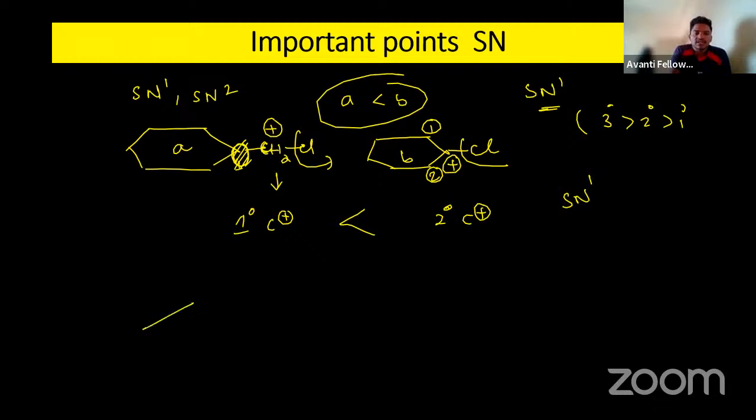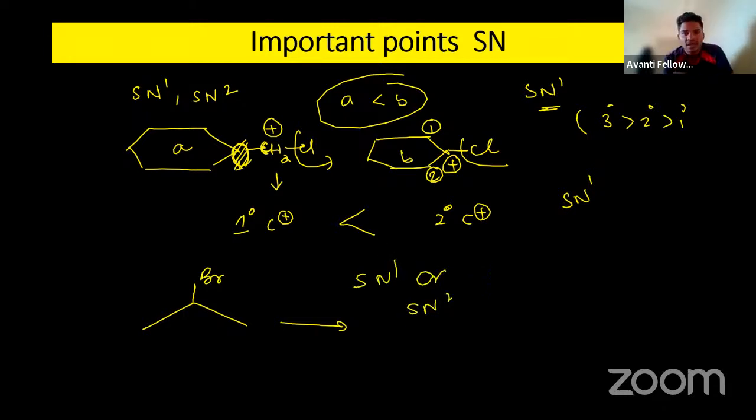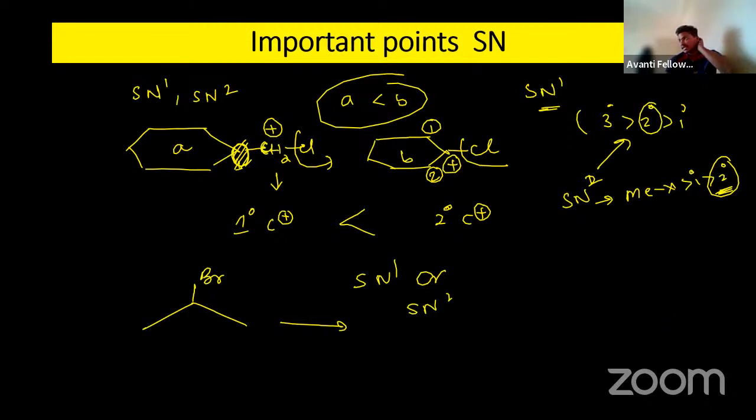Now the question here is, bromine is there. Whether it will go SN1 or SN2? Because in SN1 the order is tertiary, secondary, and primary. In SN2, it will be methyl halide, and primary and secondary. So secondary is favored in SN2 also and SN1 also.